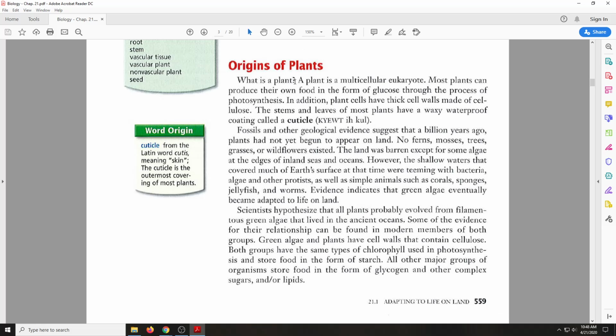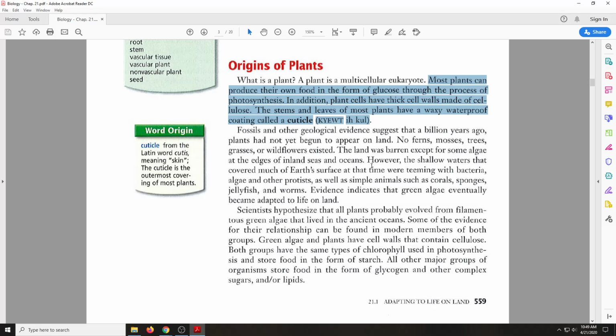So a plant is a multicellular eukaryote. If we stop there, that means you are also technically a plant because you are also a multicellular eukaryote. But that's not the full definition. Most plants can produce their own food in the form of glucose through the process of photosynthesis. In addition, plant cells have thick cell walls made of cellulose, and the stems and leaves of most plants have a waxy, waterproof coating called the cuticle. I do not believe any of you can do all of that part, and if you can, please let me know because you are the next generation of humans, and you could probably make a lot of money.